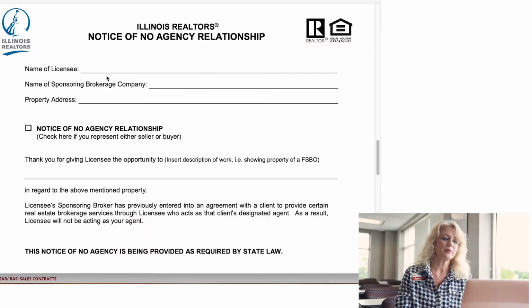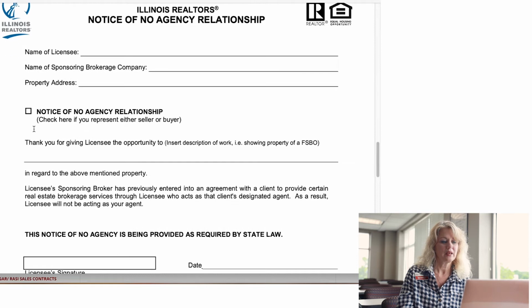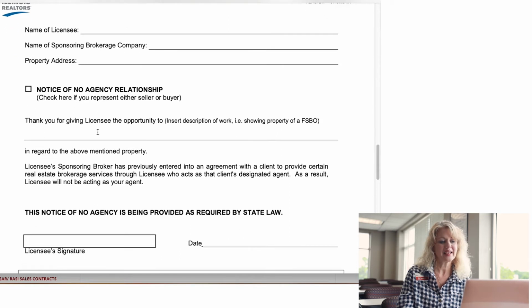So one of the forms you utilize is the Notice of No Agency. Let's have a look at this form. So the Notice of No Agency relationship, you would put your name as the name of the licensee on the top line. The name of the sponsoring brokerage company would be Keller Williams Marquis, and then the property address obviously would be the house you're showing. You would mark this box, Notice of No Agency relationship, and then on this line, it's a little confusing, I know. There's examples here in the parentheses.